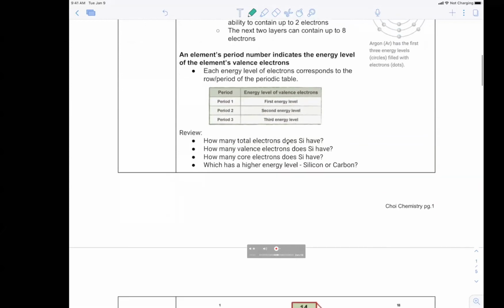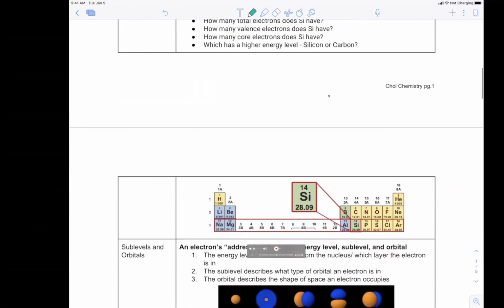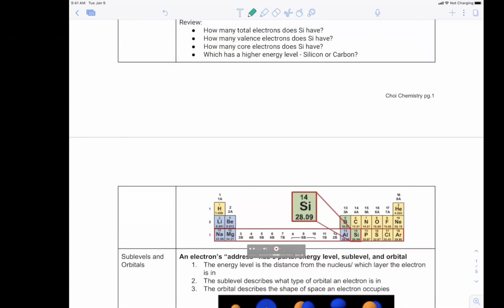So first of all, how many total electrons does silicon have? If you look here, silicon has an atomic number of 14. Since it's a neutral atom, it would have 14 electrons as well. How many valence electrons does it have? Again, just look at the column number. It's in column 14, and if you look at the last digit, that means it has 4 valence electrons. And then how many core electrons does silicon have? The core electrons are any electrons that are not valence electrons, so you would just subtract 4 from 14. That means it would have 10 core electrons.